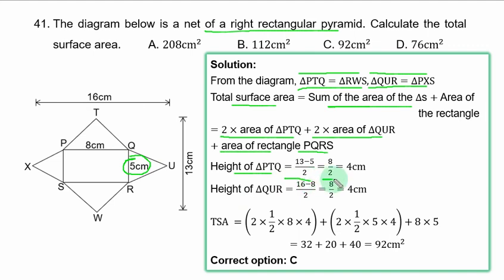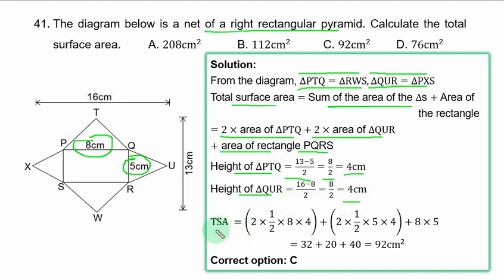That is 8/2, and you have 4 cm. For the height of triangle QUR, the same thing. This is the height for this triangle QUR. The length of the rectangle is not needed, so you subtract 8 from 16 and divide by 2 as well to have 4 cm.